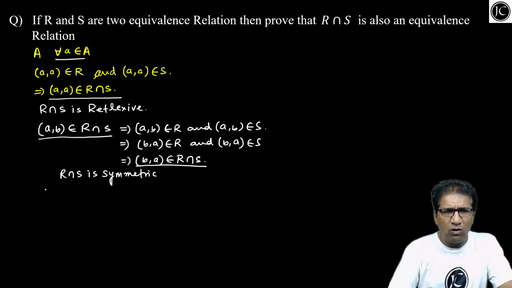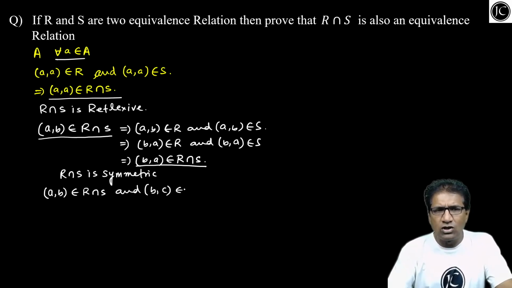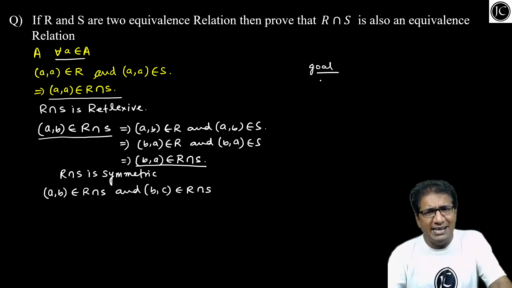Okay, now we have to prove that R intersection S is transitive. So for that, what are we saying? We are saying that let us say A comma B belongs to R intersection S and B comma C belongs to R intersection S. Now what do I have to prove? What is our goal? Our goal is to prove that R intersection S is transitive.